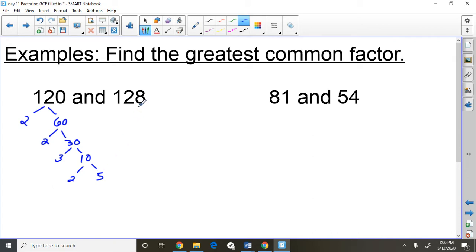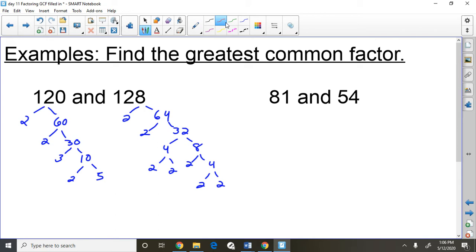128, I'm going to make a factor tree for that. It's 2 times 64. 64 is 2 times 32. And then again, I have options. I can do 2 times 16. I can do 4 times 8. It doesn't matter as long as you keep going until the bottom of each branch is all prime numbers. That's my prime factorization tree.